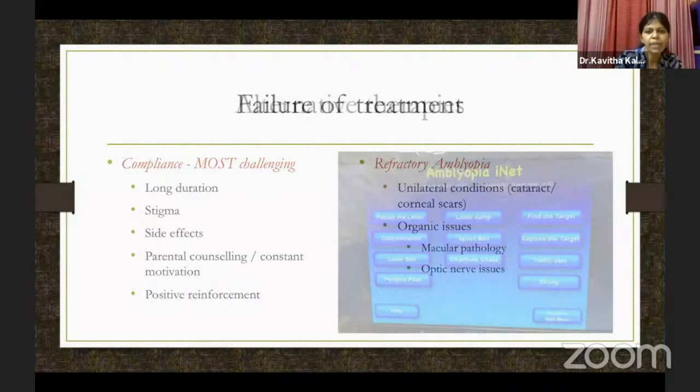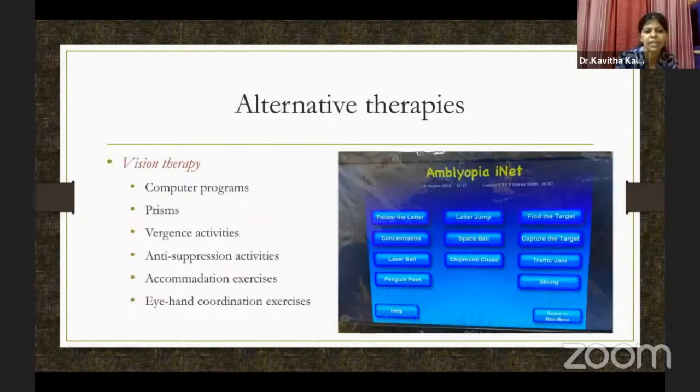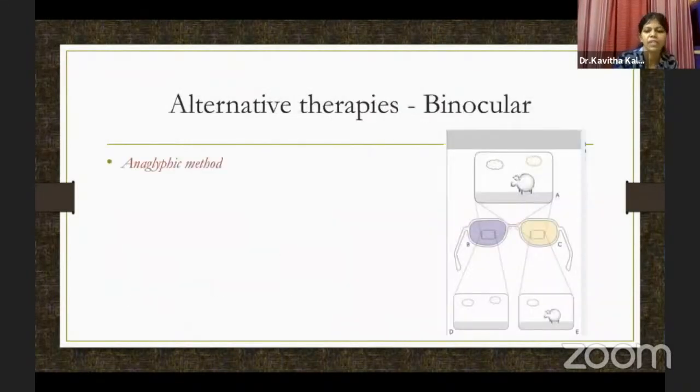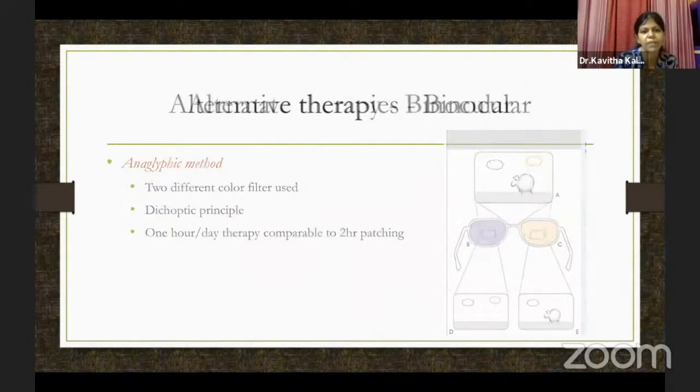The newer modalities coming nowadays are vision therapy, computer-based programs, prisms, vergence activities, anti-suppression exercises, accommodation exercises. So many of these are based on binocular therapies rather than uniocular therapy. Like there is a method called the anaglyphic method using 2 colored glasses. The amblyopic eye has to see one, and these are helpful in children who have not shown improvement or children who do not comply with patching treatment.